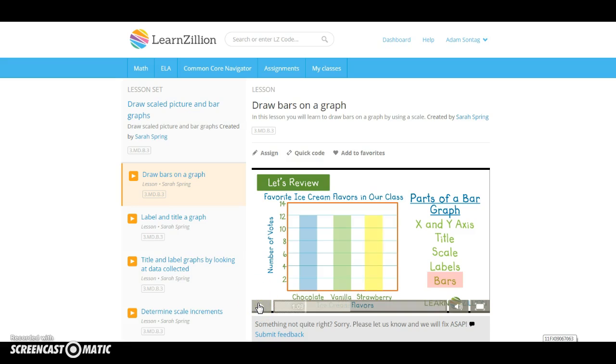So we're going to pause that here, and I do like how they do the review and allow students to get an understanding of what they're about to learn. And it goes step by step. It doesn't just pop up the title and the labels. It actually goes step by step, showing what the students should be doing.